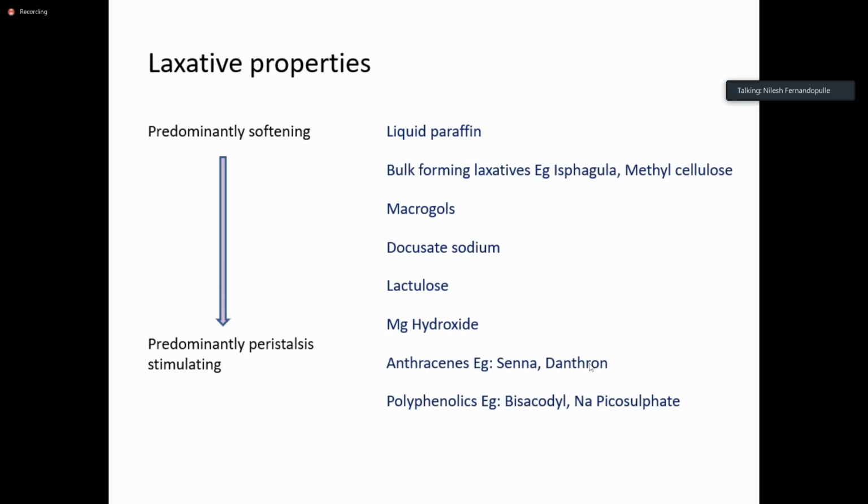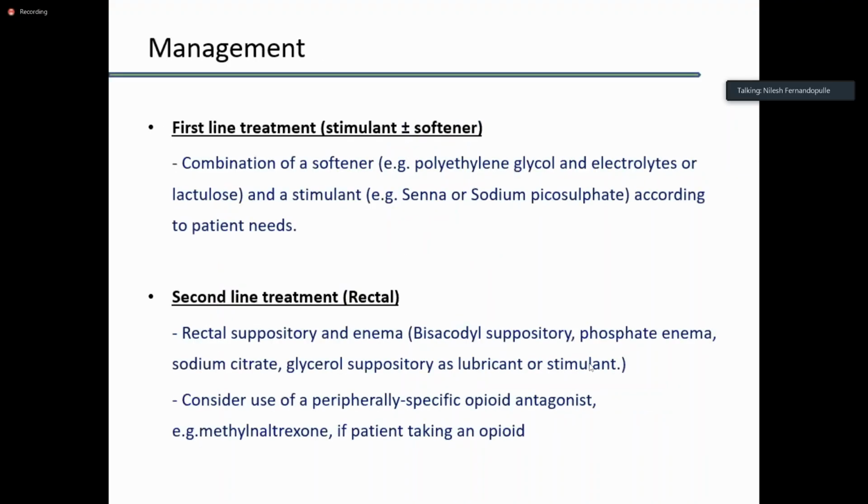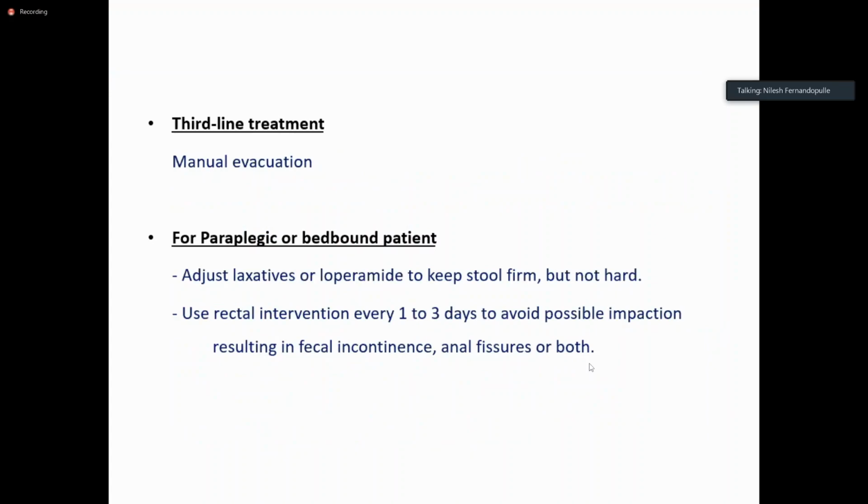Most of these things are available in Sri Lanka. So you need to identify which laxative has which predominant effect before prescribing to the patient. So again, how do you manage the patient? Like I told you, first line is a combination of a softener and a stimulant. Second line is a rectal suppository or enema. If your patient is on long-term opioids, you can use peripherally acting opioid antagonists. And as a third line, you might have to use manual evacuation.